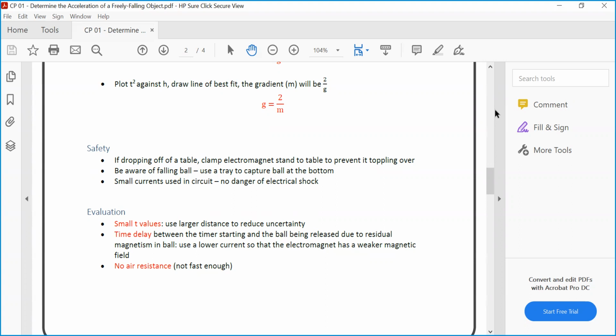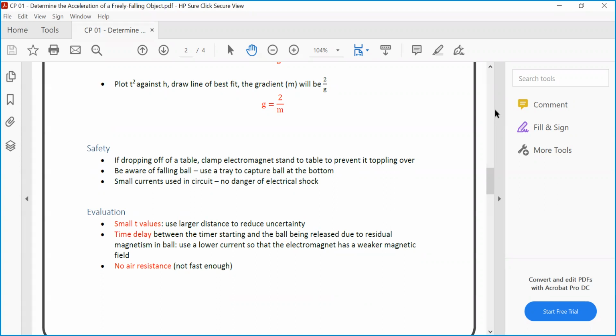Time delay between the timer starting and the ball being released, due to residual magnetism in the ball. Use a lower current so that the electromagnet has a small magnetic power, so at the moment we switch off, it releases. But if the magnetic power is very big, even though we switch off, due to the high magnetism the ball may stay a little longer with the magnet before releasing. So it affects the accuracy of the time reading. So they say use some material which gives less magnetism and also use small currents.